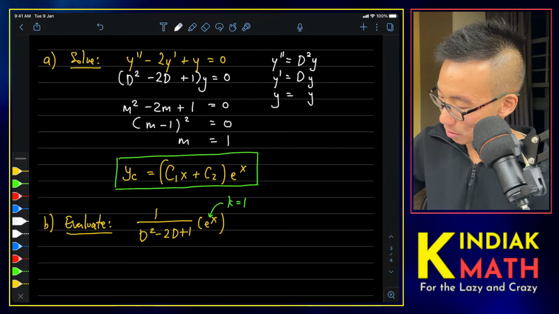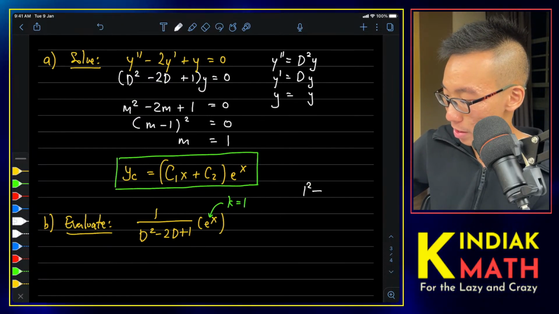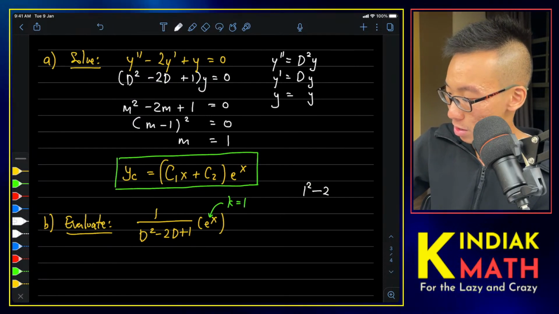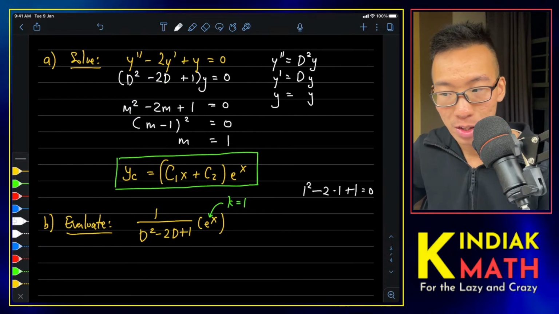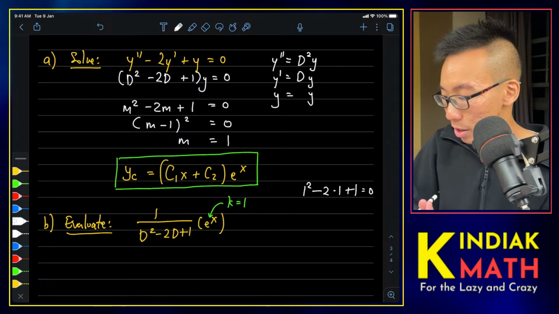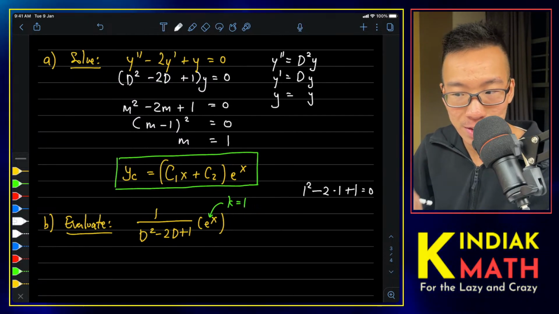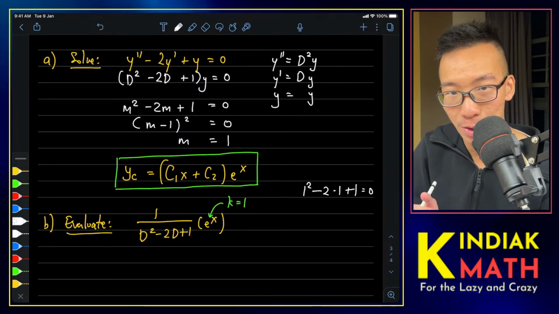Let's check. So let's calculate 1 squared minus 2 times 1 plus 1. Well, this simplifies to 0. And if this simplifies to 0, we can't just substitute this value. We need to use a different formula.